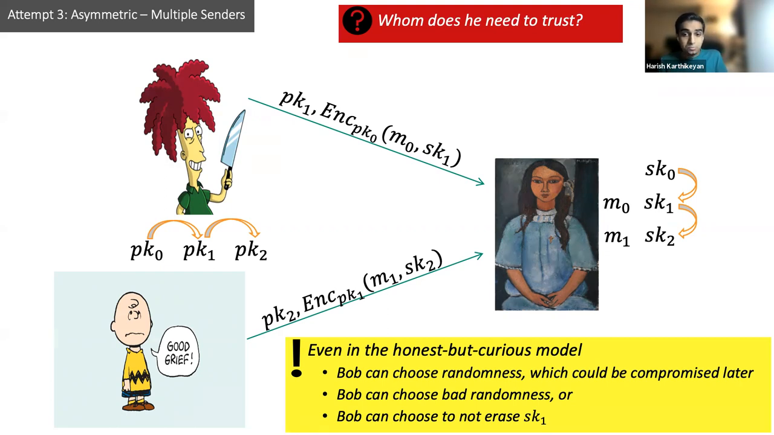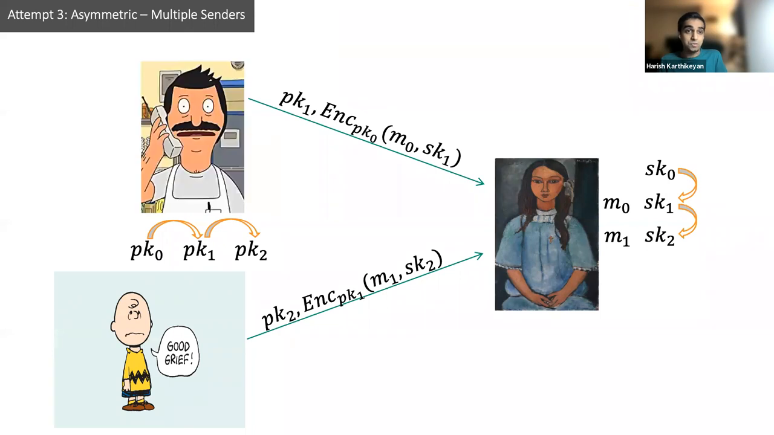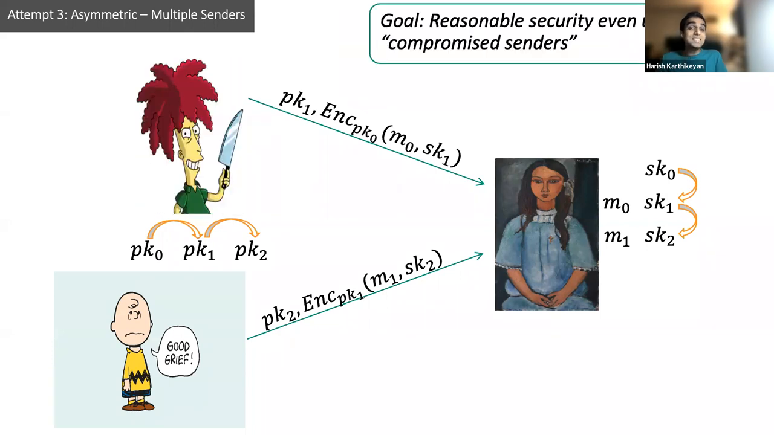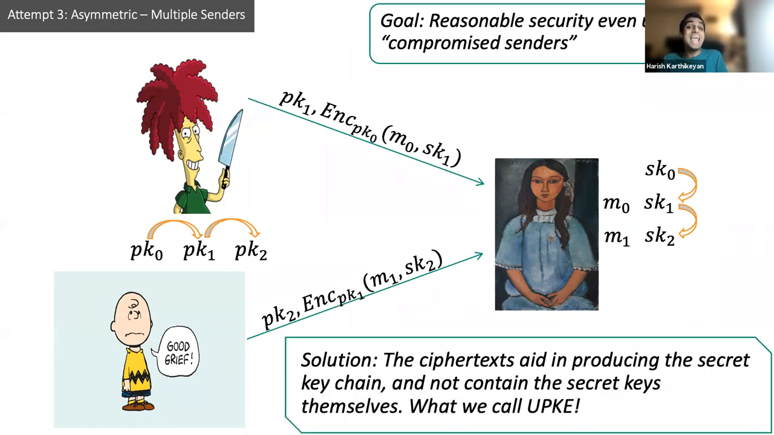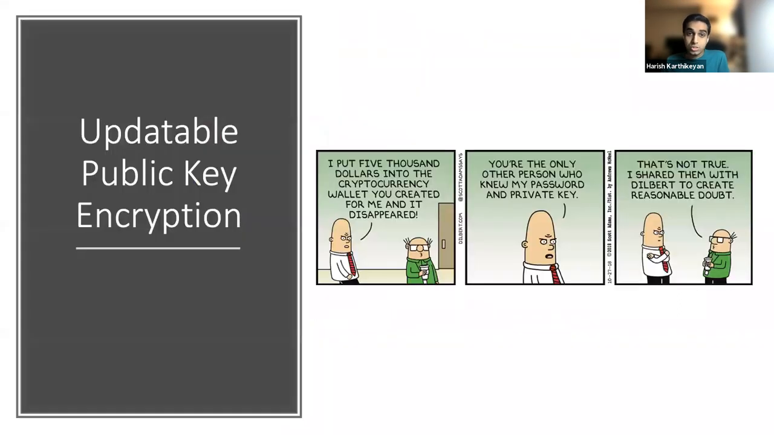Okay. Now, the goal we have to ask for is reasonable security even under compromised senders. And the solution is quite simple. The ciphertext will aid in producing the secret key chain and not contain the secret keys themselves. And this is what we call updatable public key encryption. So let us take a look at updatable public key encryption, the primitive, with its syntax and security.